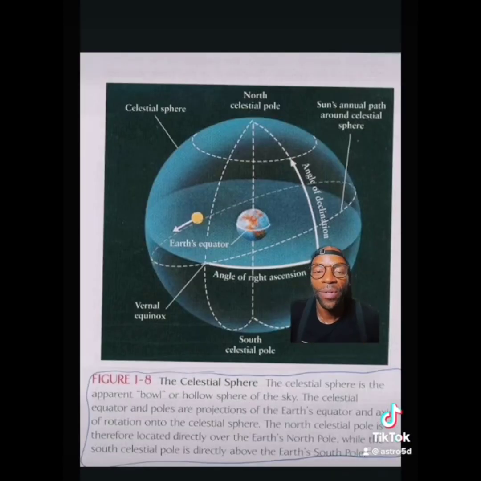And of course, there's 2 sides to every coin, and to be a critical thinker, you have to look at both sides. Here is a depiction of the round Earth, but it shows the North Celestial Pole right over the magnetic North Pole. The celestial sphere is the apparent bowl or hollow sphere of the sky. Did they mean to put that in there?